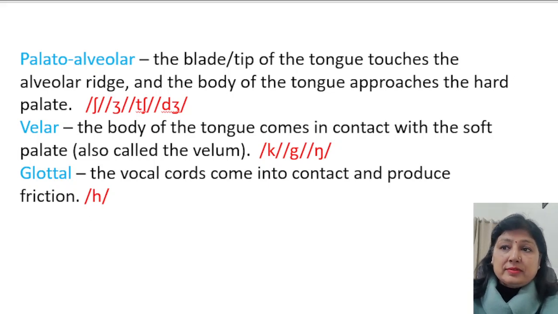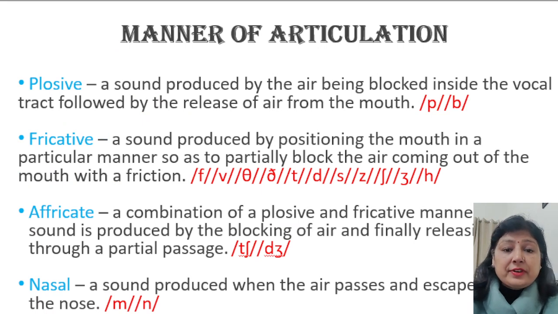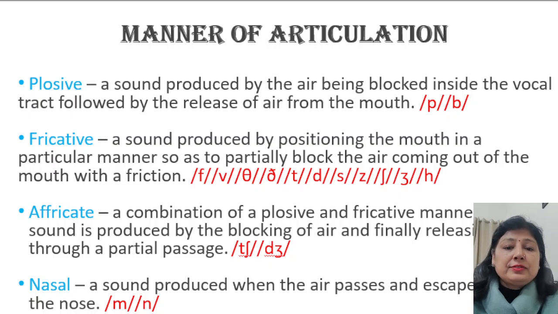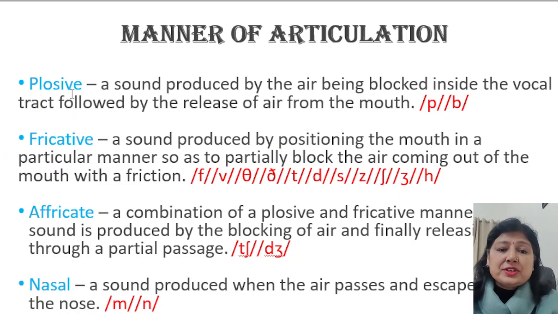Now we will see the classification of consonants by the manner of their articulation. The first category is the plosive sounds. Plosive sounds are those in the production of which first the air stream is blocked in the vocal tract, and then there is a sudden release of the air from the mouth, as in the sounds like p and b.